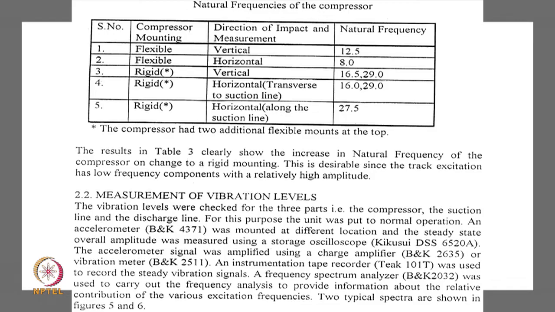Then we had the natural frequency of the compressor. The compressor is also floating on the different mounting. So looking at this, again we find that the compressor mounting, whether we change it from flexible to rigid, we still keep the natural frequency between 16.5 and 29. So the compressor natural frequency can increase because of rigid mounting, but it is still not sufficiently away from the 0 to 20 hertz.